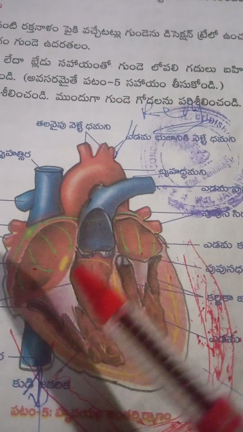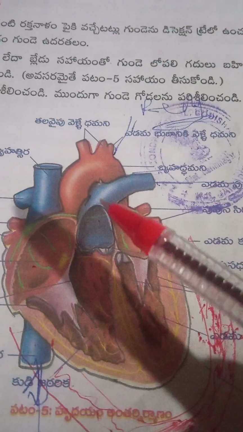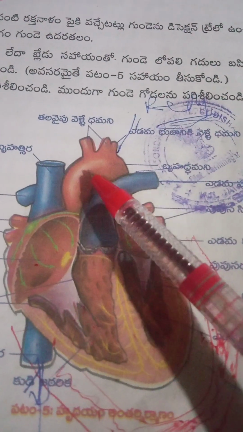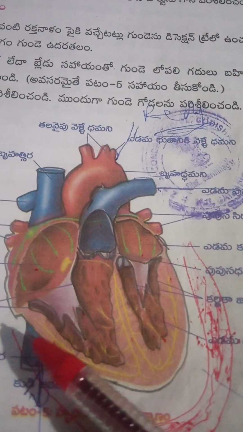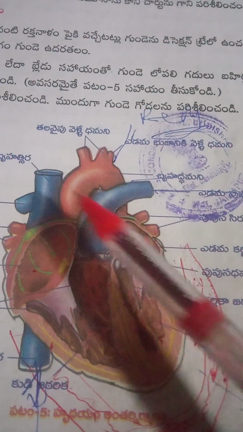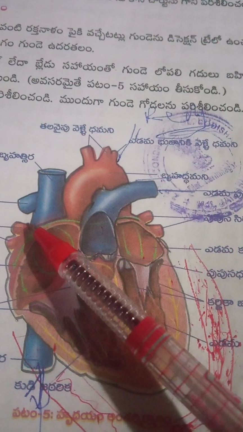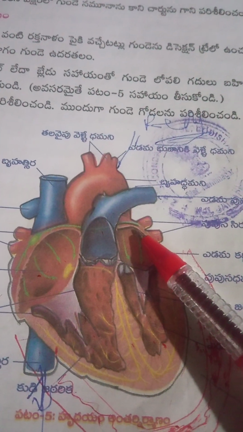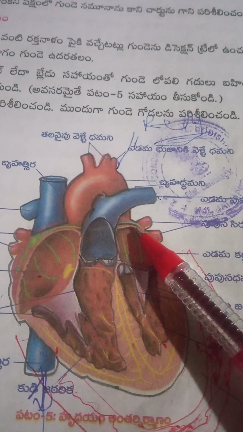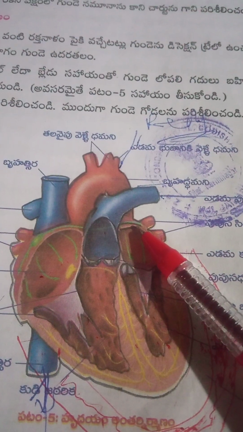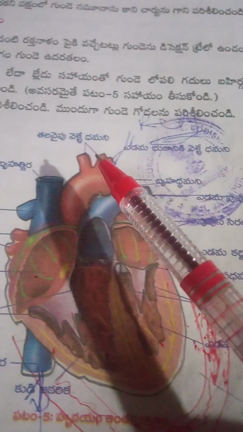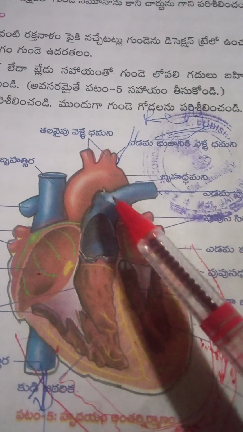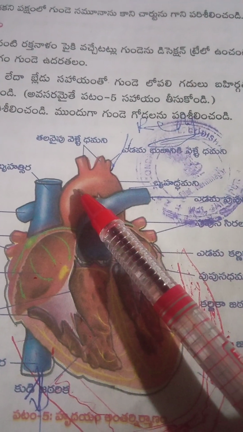The heart mainly consists of two types of blood vessels, the arteries and veins. These are the arteries and these are the veins. Now we can discuss the arteries. There are two types of arteries present in the heart: the aorta and the pulmonary artery. The biggest artery is the aorta.